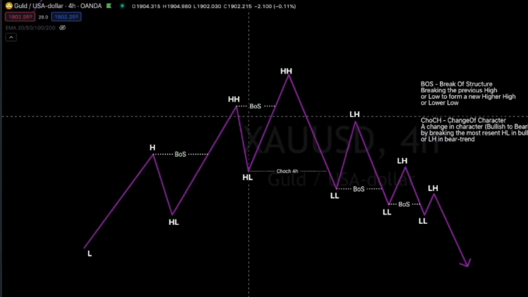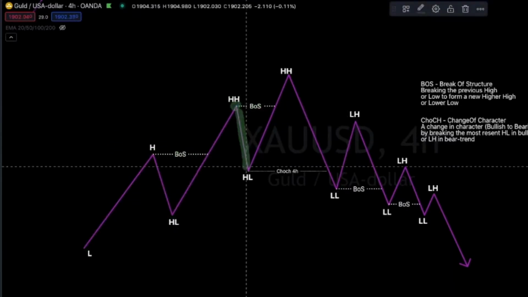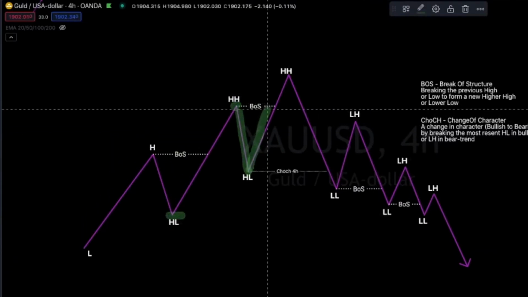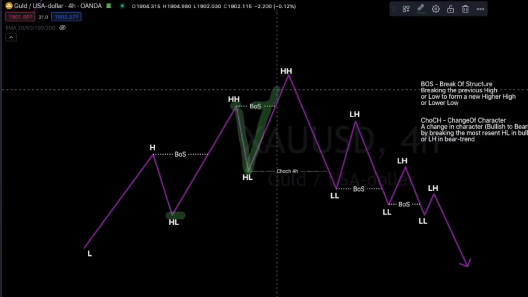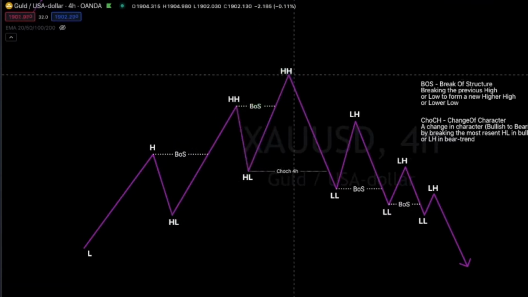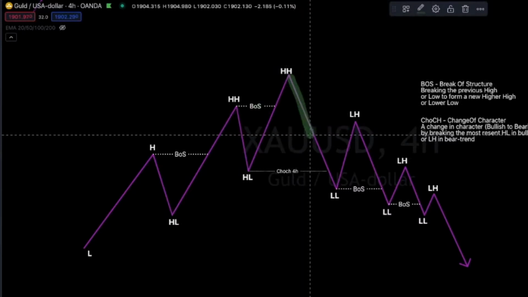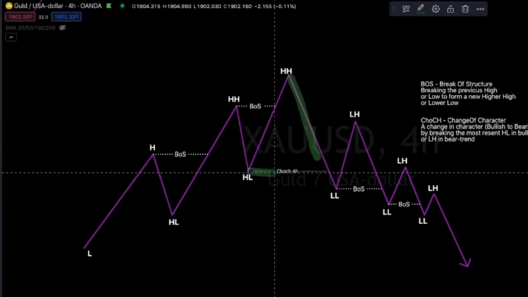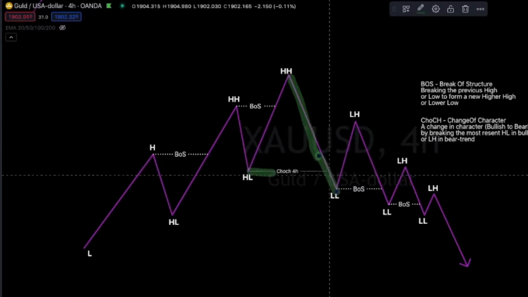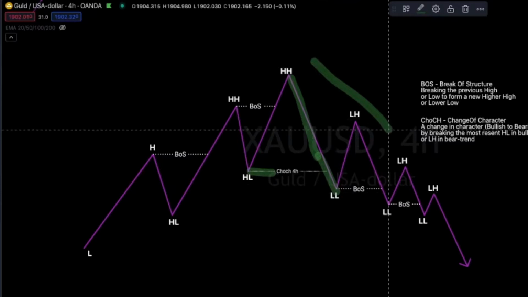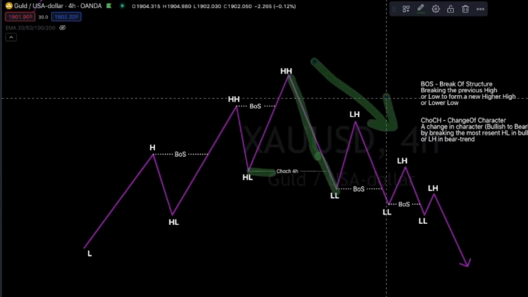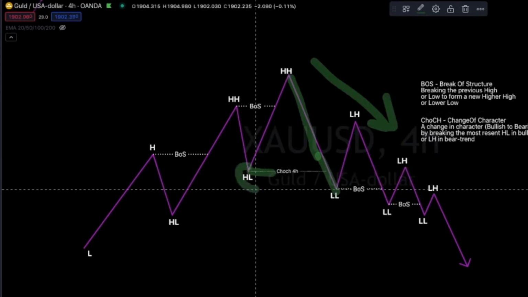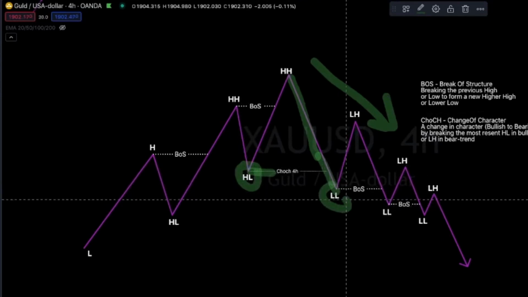Next wave, what happens? We have a higher high, we go down, higher low, because it's higher than this previous low, move up again, and we break structure, creating a new higher high. Now what happens? Market retraces again, but this time it breaks the previous low. What happens when it breaks the previous low? We have a change in character. In other words, market trend has now changed from bullish to bearish because we broke the previous higher low with the new lower low.